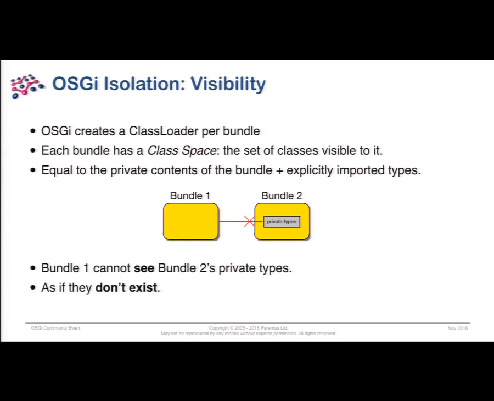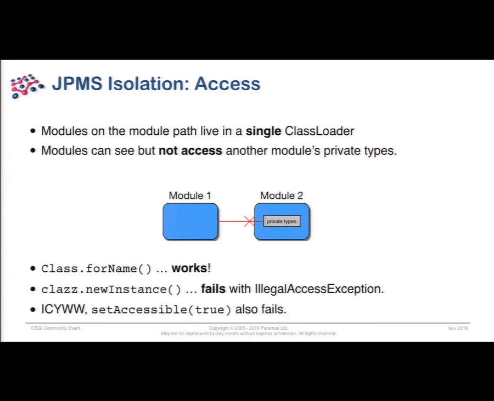for example. So in this case, bundle one cannot see the types that are in this bundle two's private types here. Now, when I say it can't see it, from bundle one's point of view, it's as if it didn't exist. And so if bundle one were to try to go ahead and load one of those types, it would give us a class not found exception, as if that type did not exist at all from bundle one's point of view. JPMS is different.